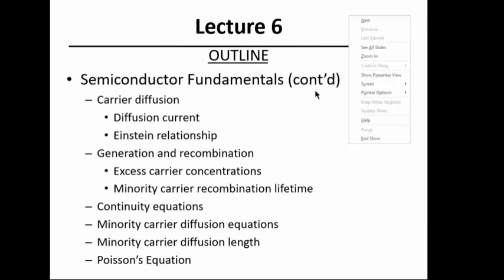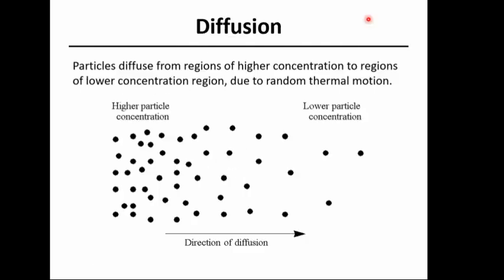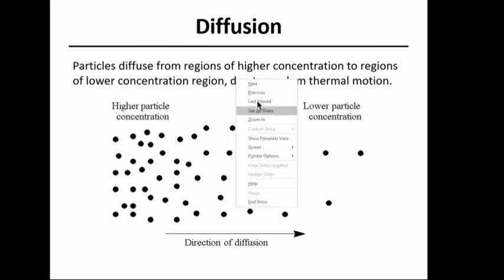So let's start then with the diffusion current. What do we mean by diffusion? The word diffusion means that you have particles that will diffuse from one region to another, from higher concentration into a lower concentration by means of thermal motion, meaning changing the temperature will cause the particles to move from a higher concentration into a lower concentration.